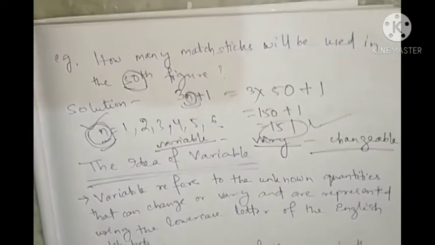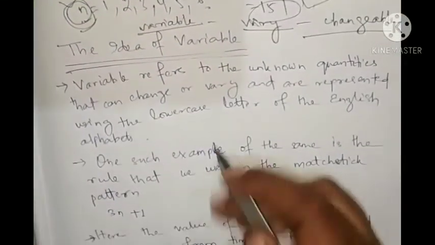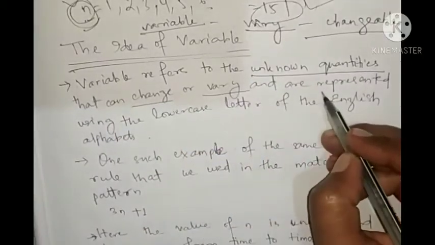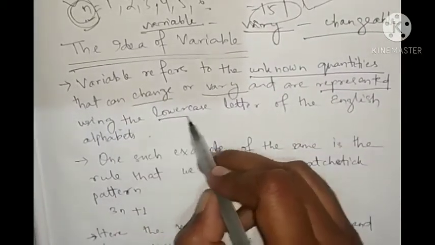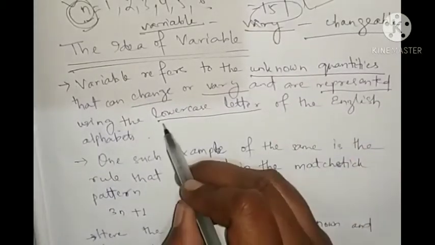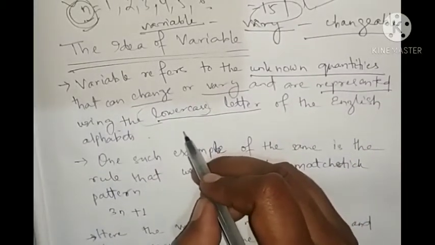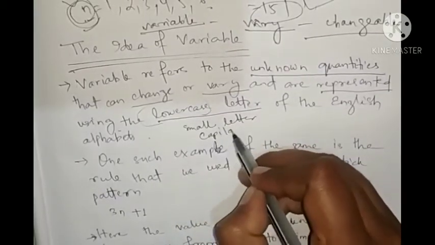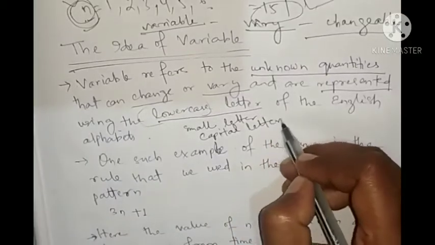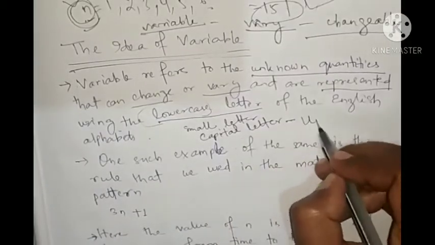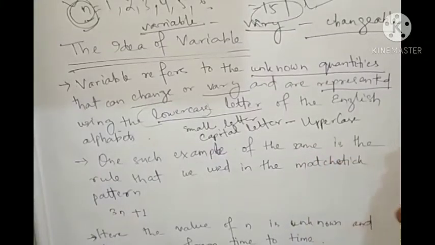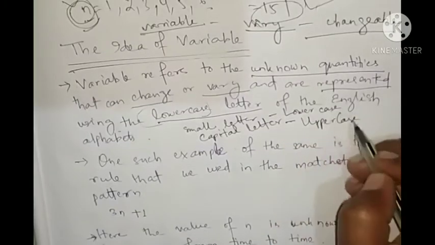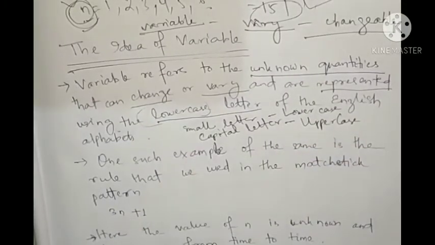Okay. So look at here. Variable refers to the unknown quantities that can change or vary and are represented using the lowercase letter of the English alphabet. So what is this lowercase? You are writing small letters, and capital letters. You know about small letter and capital letter. Capital letter is known as uppercase letter and small letters are known as lowercase letter. So here lowercase letter means small letter.